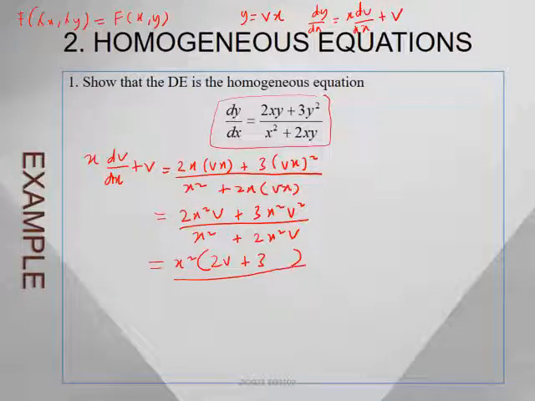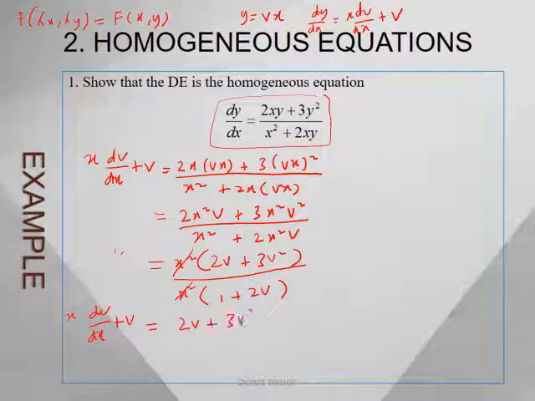Sorry, 3v squared. Now it will be x squared times 1 plus 2v. So we can cancel out. So now the equation becomes x dv over dx plus v equals 2v plus 3v squared divided by 1 plus 2v.